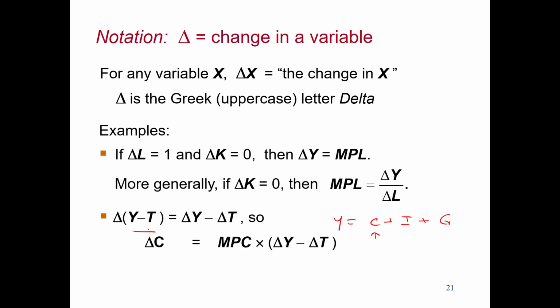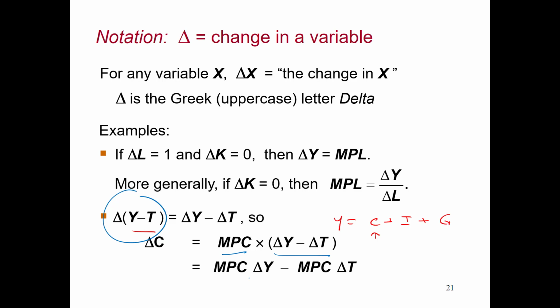So the change in consumption is equal to the marginal propensity to consume, MPC, times the change in disposable income. Marginal propensity to consume could be, say, 0.8. We can expand that, just as we expanded up here. We can expand this term. This time we're multiplying by the marginal propensity to consume. The change in consumption then is equal to MPC times delta y minus MPC times delta t.